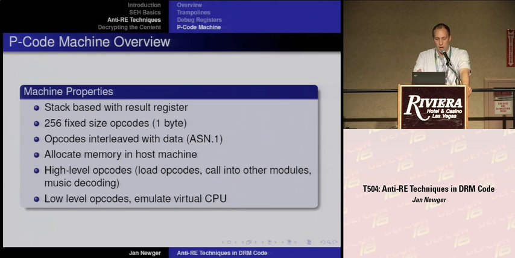Actually, the opcode set is split into two sets. On the one hand, you have the high-level opcodes, and these are used to, for example, load opcode files. The DRM system actually has files which nearly only contain opcodes. So you have opcodes to reload additional functionality in opcode files. And you can also call into these opcode modules. And it's interesting to note that the music decoding actually is handled this way.